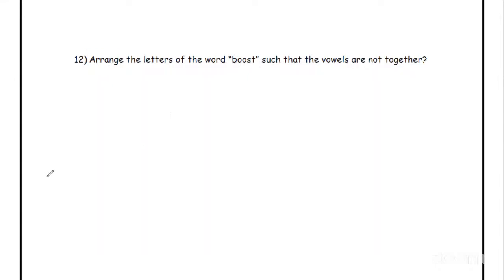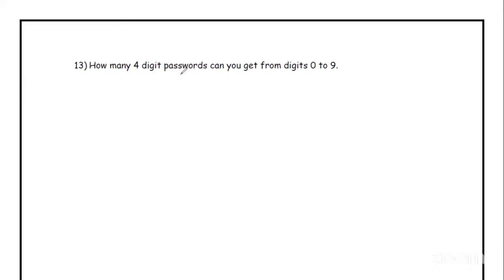Question number 13. How many 4-digit passwords can you get from digits 0 to 9? So for 4-digit passwords, put 4 dashes. And remember, passwords can begin with a 0. So you can have 10 options here, 10 options here, 10 options here, and 10 options here, because any of the digits 0 to 9, meaning any of the 10 digits, can come in any of these 4 dashes. Because when you talk about passwords, we know that the digits can be repeated. So there are 10 raised to 4, meaning 10,000 passwords that you can get, or 10,000 arrangements of 0 to 9.